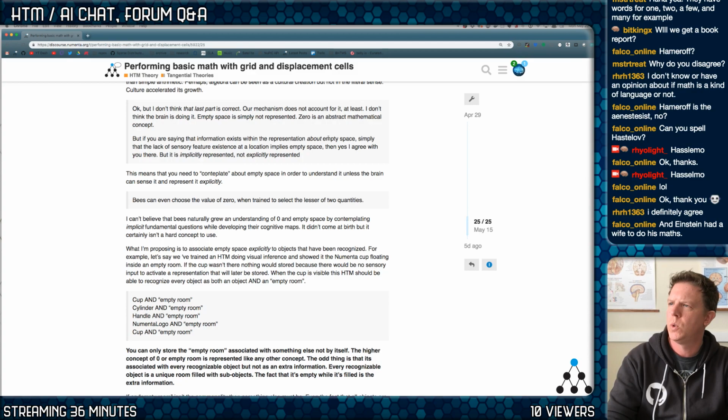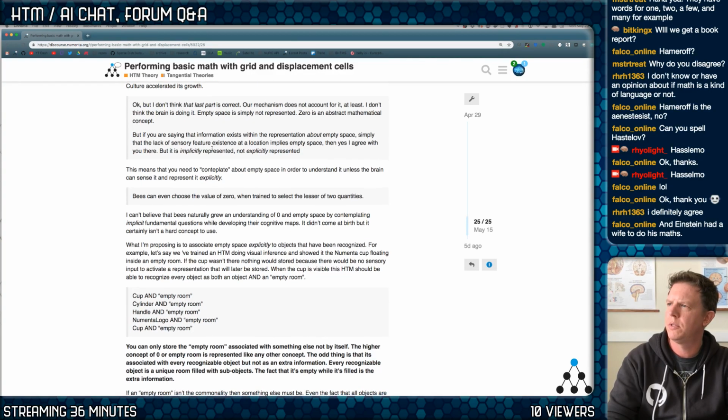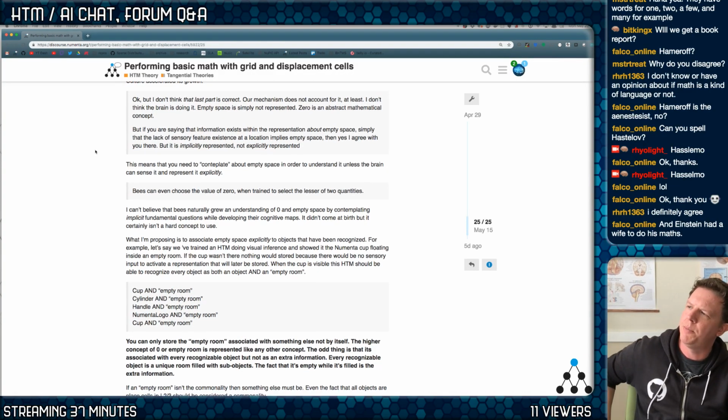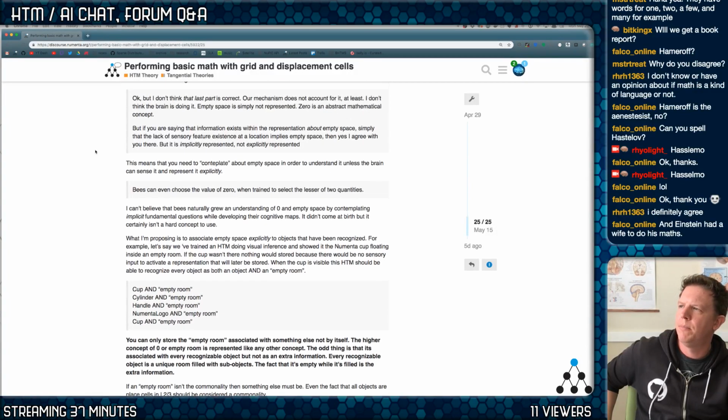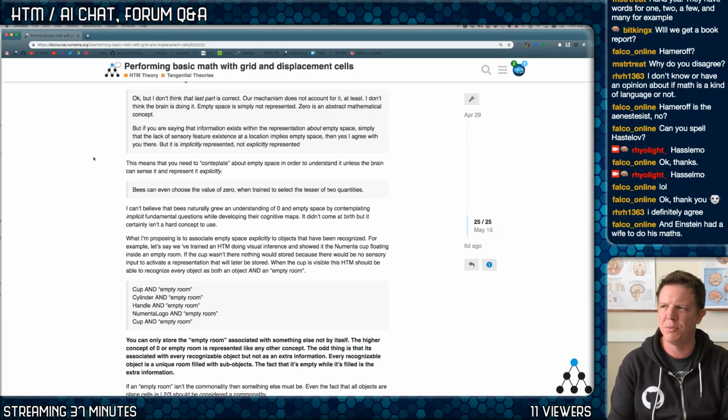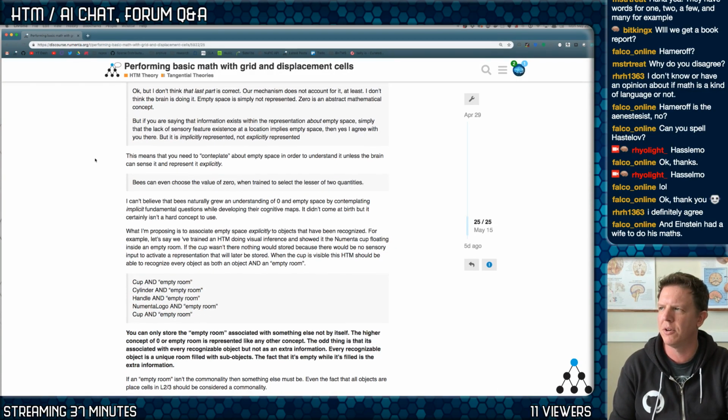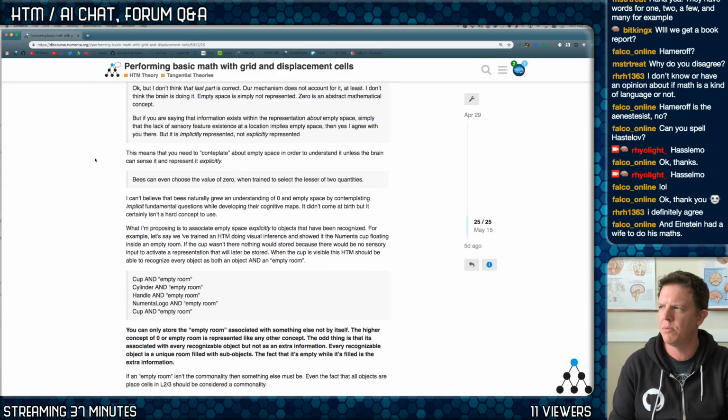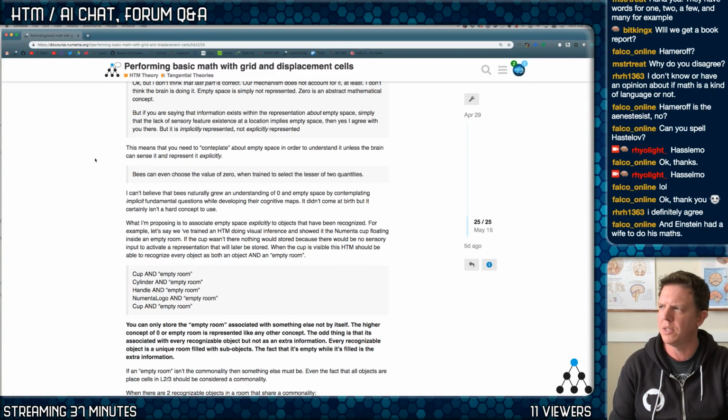So simply the lack of sensory feature existence. So we're still talking about empty space again. You do not need to contemplate empty space to perceive that there's nothing in a space. I'm not following this argument very well. Unless the brain can sense it and represent it explicitly. You don't have to contemplate empty space. You don't have to represent empty space.